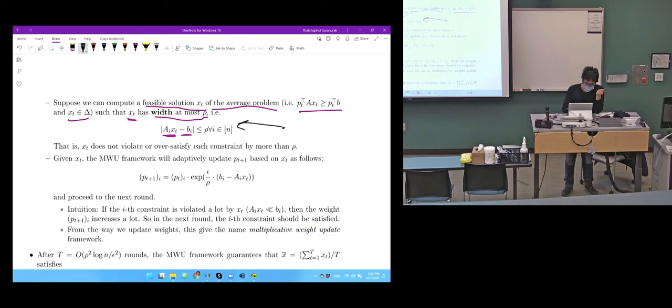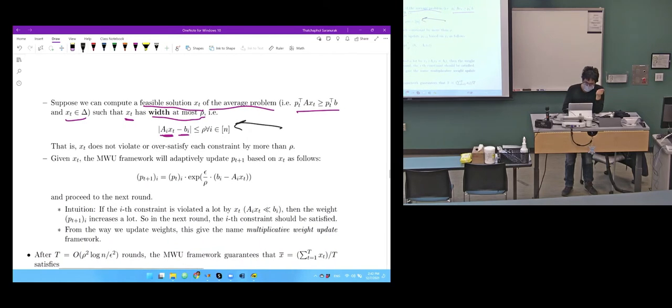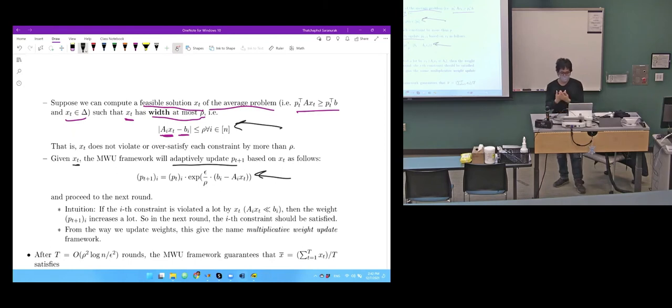Once you have solved the average problem, you get xt. Then the framework will adaptively update the weight. The way that it updates is super simple, and quite intuitive too. Each of the weights will be multiplied by some factor, and then you go to the next round.